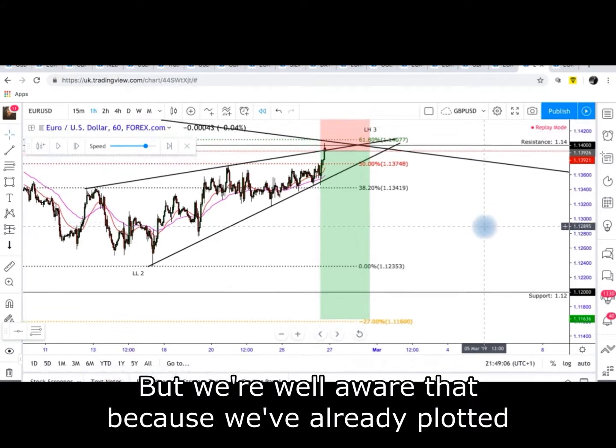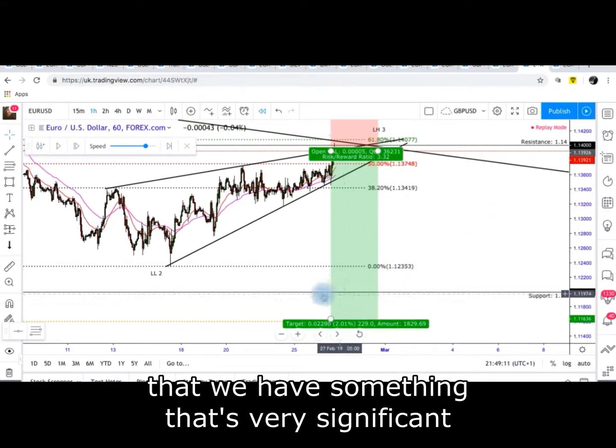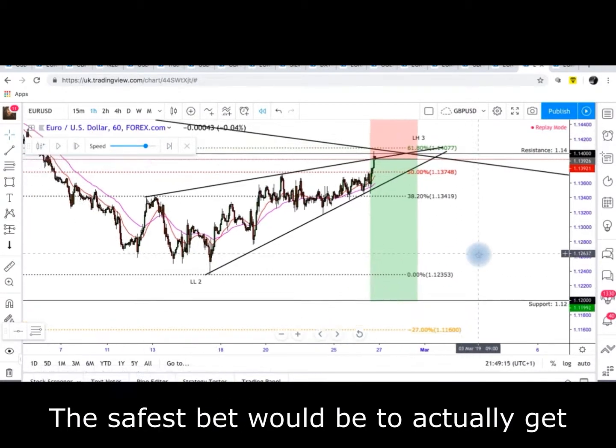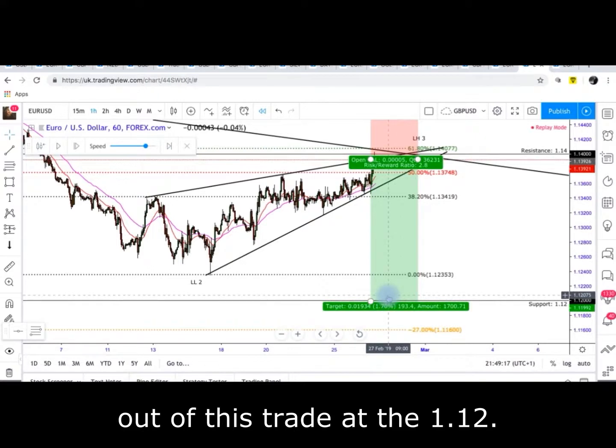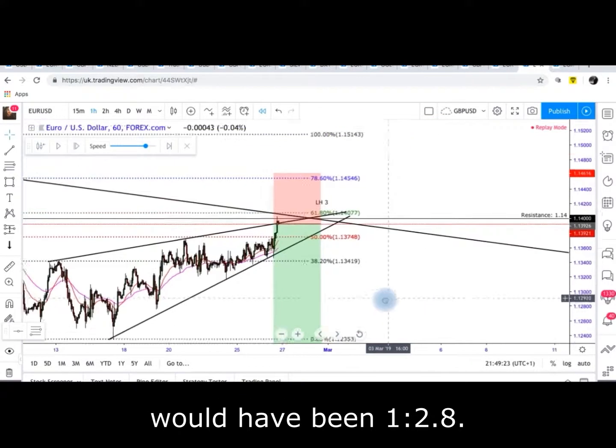But we're well aware that because we've already plotted our levels on the weekly, we have something very significant in the way between these two levels. And that's the 112. So the safest bet would be to get out of this trade at the 112. Now this trade, from a retail trader's perspective, would have been a 1 to 2.8.